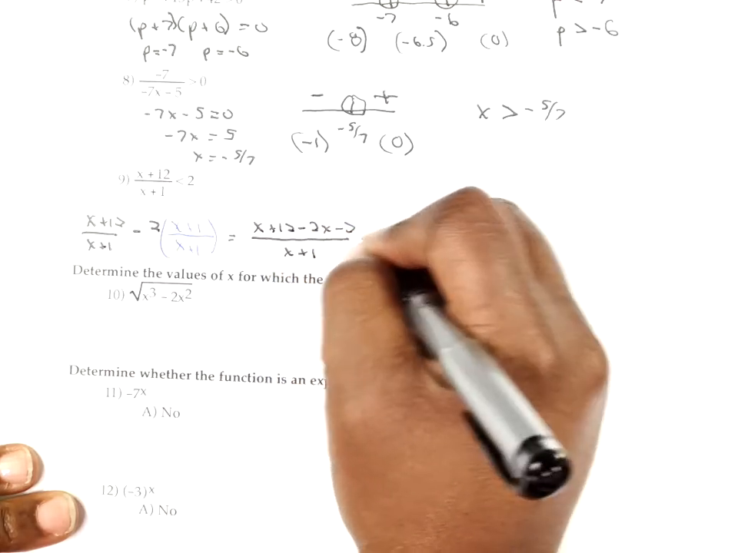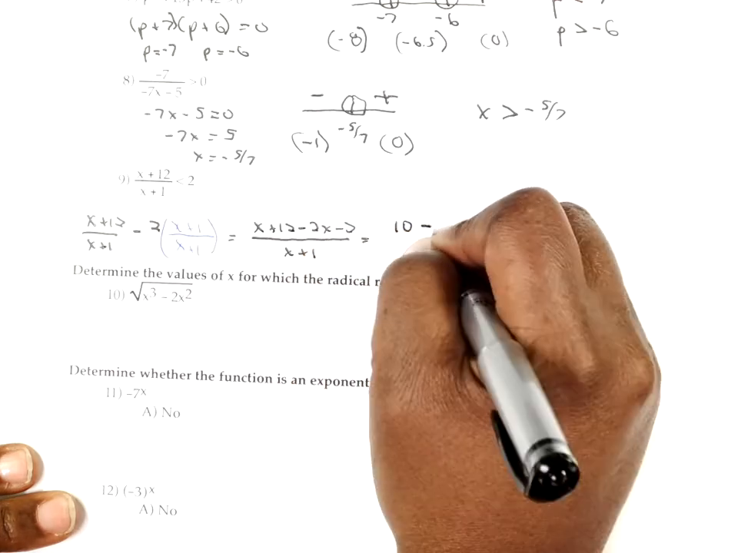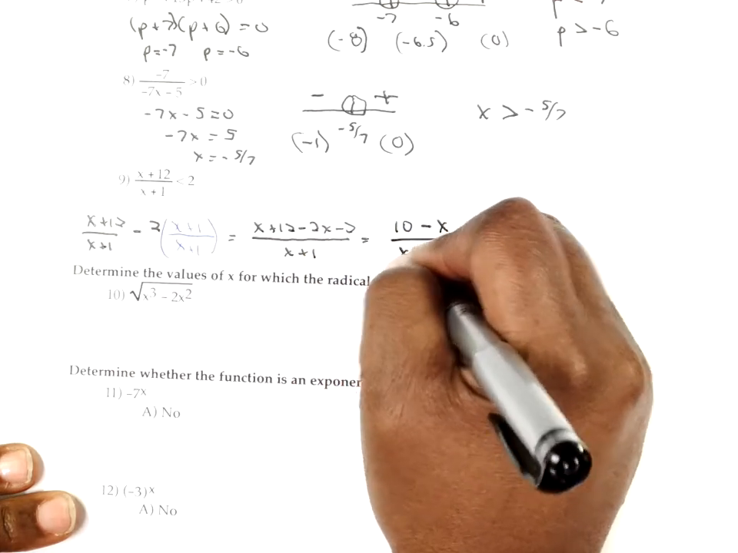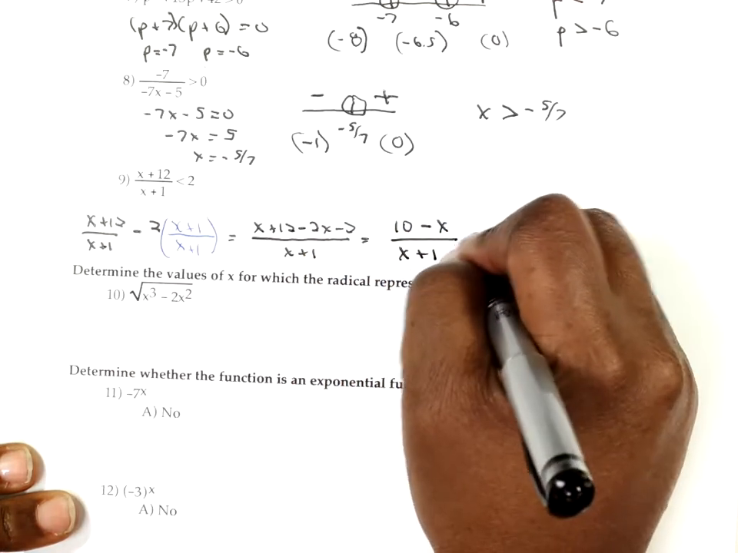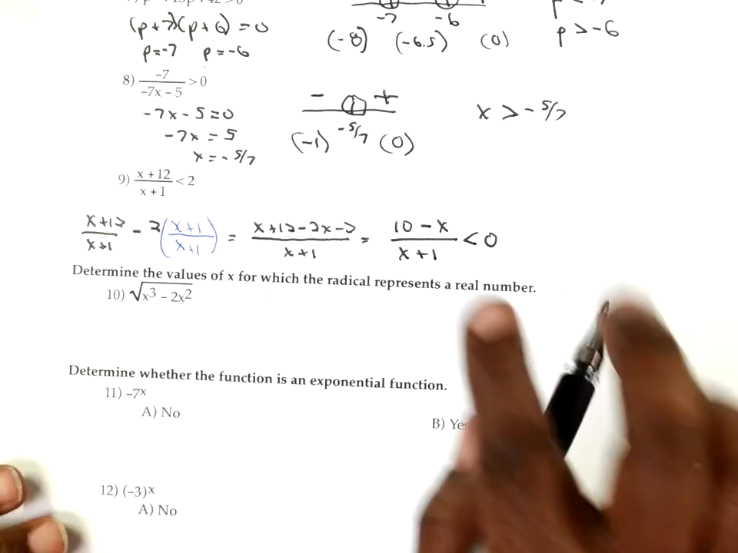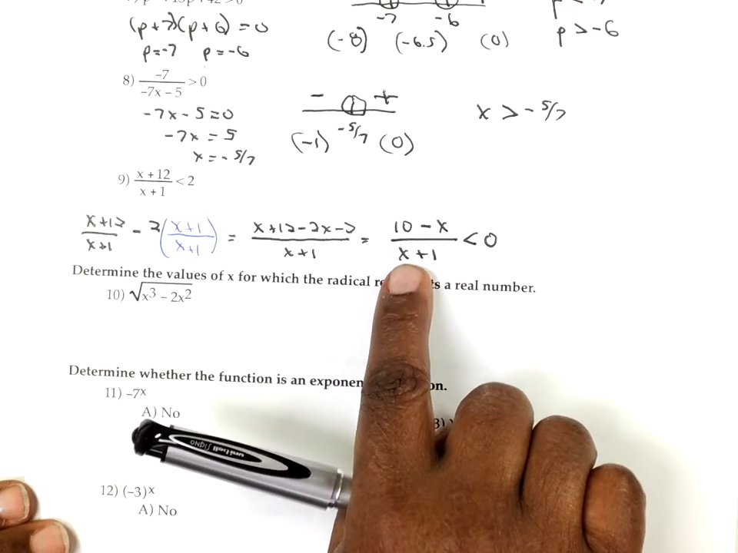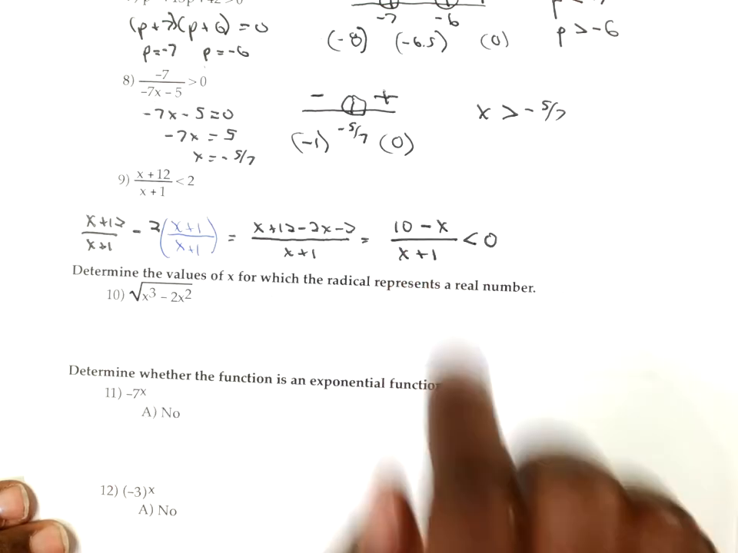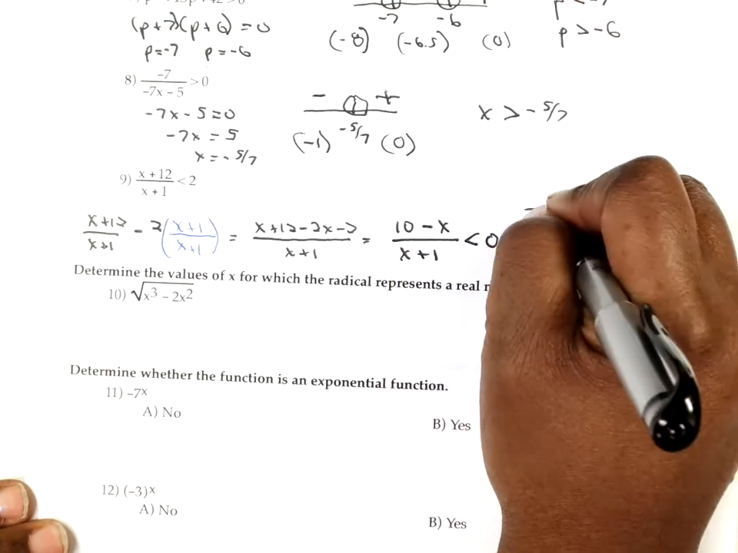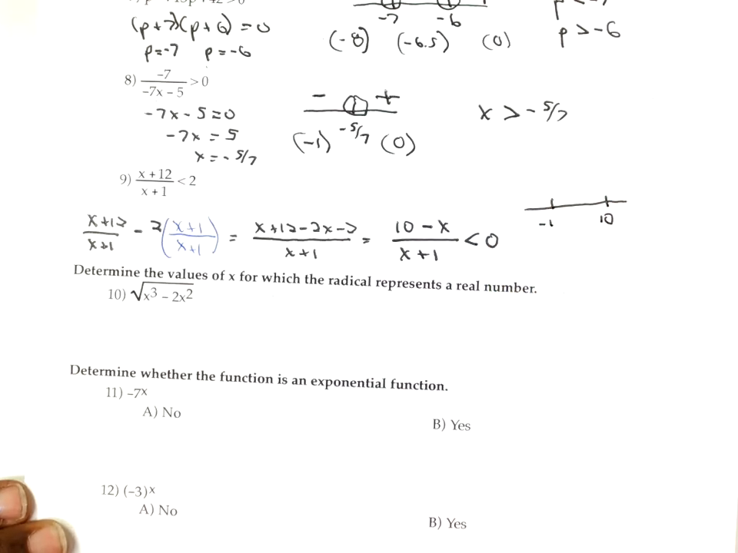And 12 minus 2 gives me a 10. X and a -2x is -x over x plus 1. And then I have a 0 on the other side. At this point, now I can finally say, well, what makes it 0 and what makes it undefined? So the top, if it's 10, would make it a 0. And on the bottom, a -1 would make it undefined. So that's what I put on my number line. A -1 and a +10.